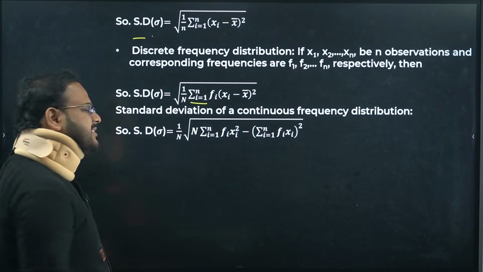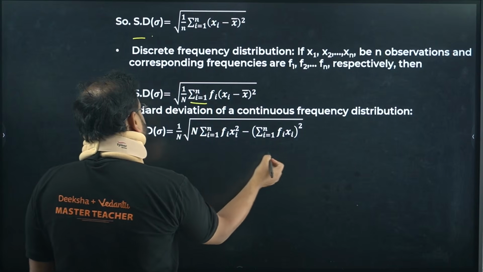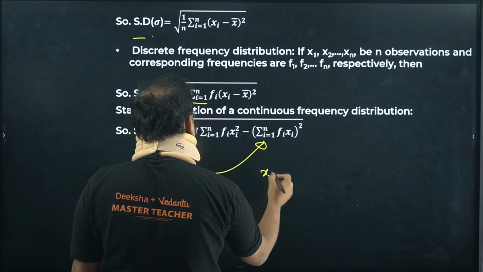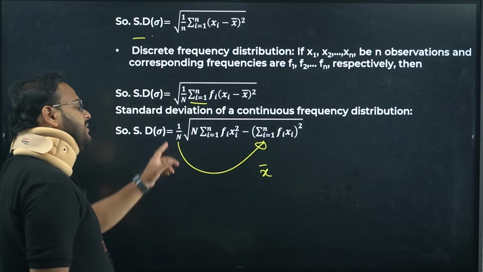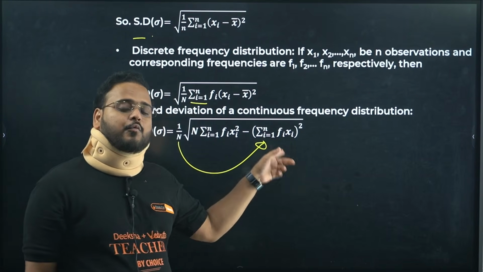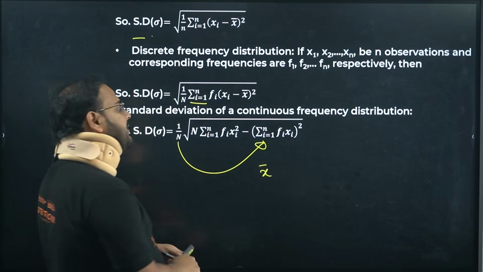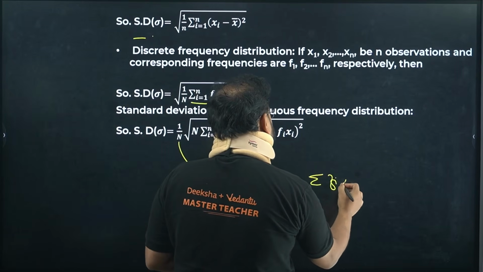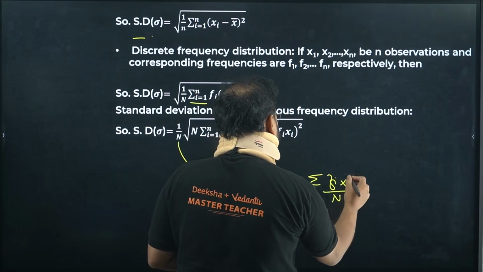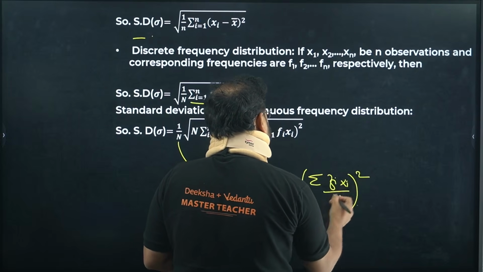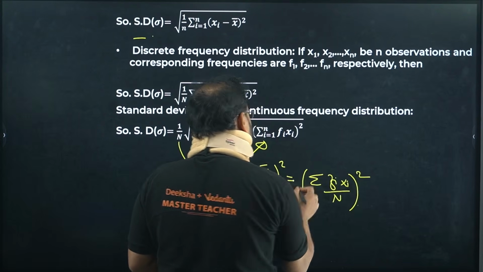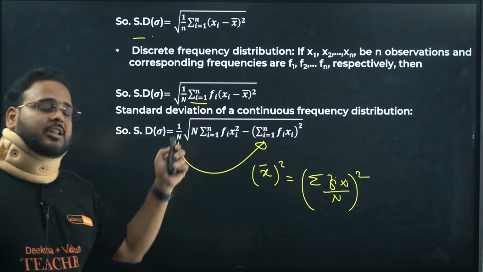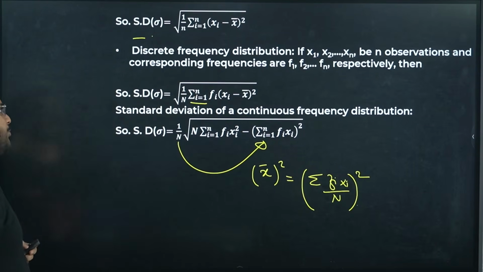And this is the same thing actually. If you introduce this value over here, this represents your x bar only. Please check. If you bring this 1 by n over here, it becomes 1 by n square inside the root. And if I take n over here, this value, if you remember, sigma fi xi by n the whole square, this represents the same result actually. Okay, that's for discrete distribution.